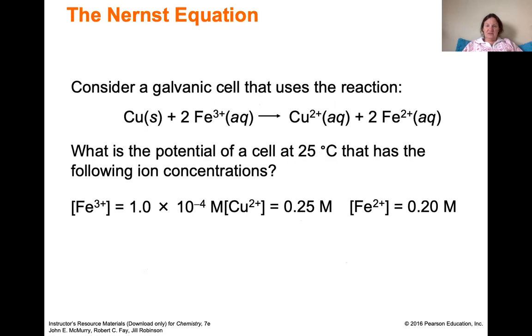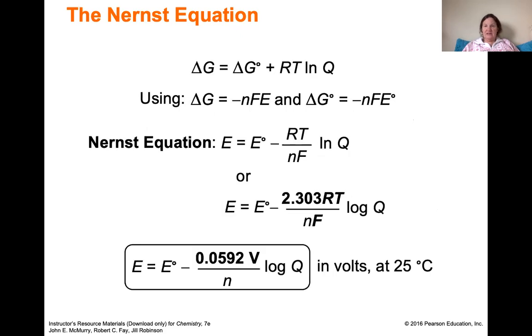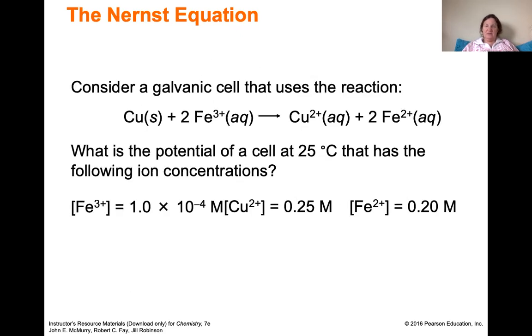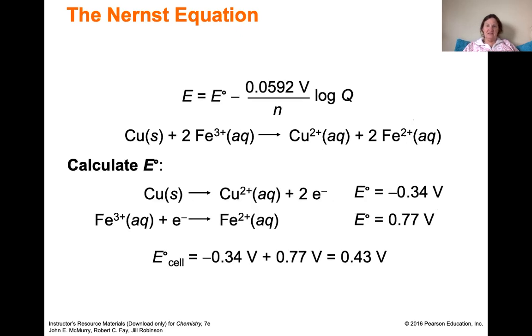So for the Nernst equation, suppose we have a cell at 25 degrees with the following concentrations. It's a copper iron reaction. The reaction has been balanced, which is necessary. You can't get a Q if you don't have the balanced reaction. And we have these conditions that are not standard state. So we're going to take the one with the constant because it's at 25 degrees. We'll use it here.